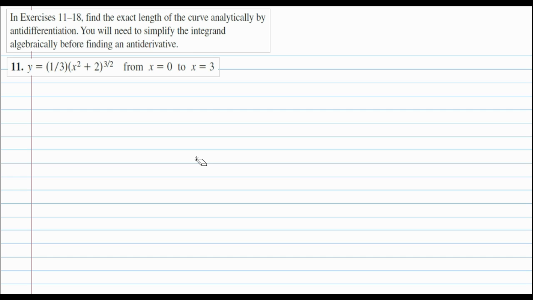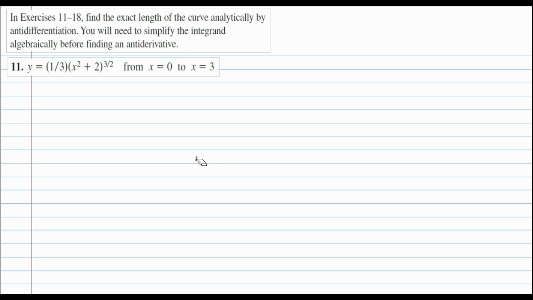Now try problem number 11 says find the exact length of the curve analytically by antidifferentiation. You will need to simplify the integrand algebraically before finding an antiderivative. Now generally that's always a good rule of thumb because you'll make that antiderivative much easier.